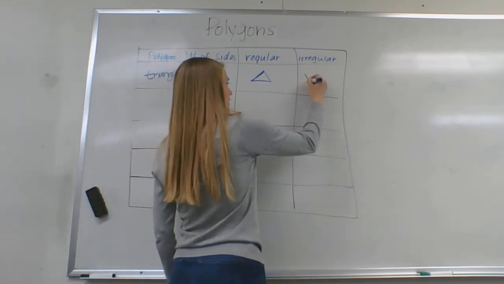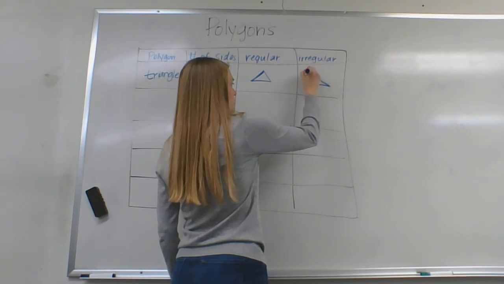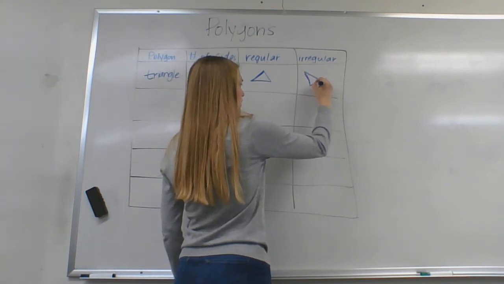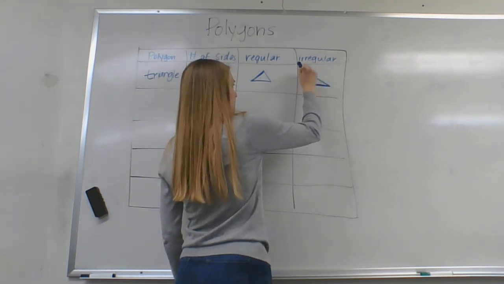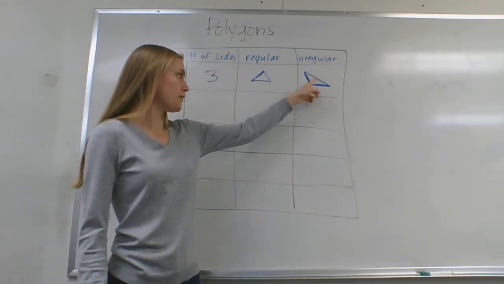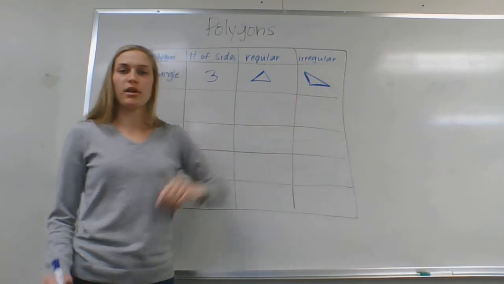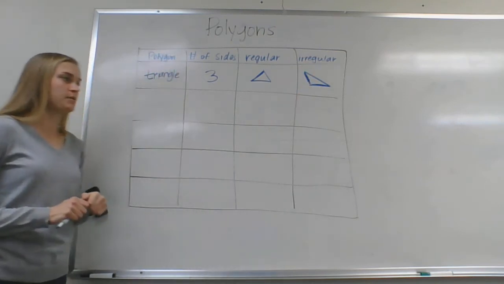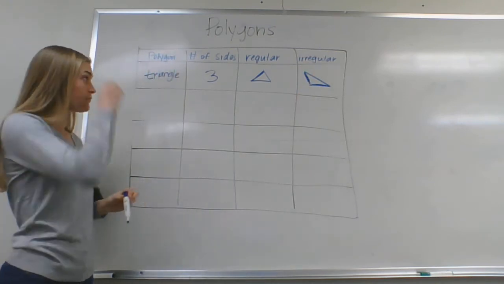Irregular can be something like an obtuse triangle. If you forgot what obtuse triangles are, we'll talk about that later. But see, this angle is way bigger than these little angles, and that one side is way longer than the other ones. That one's irregular, but still triangular.